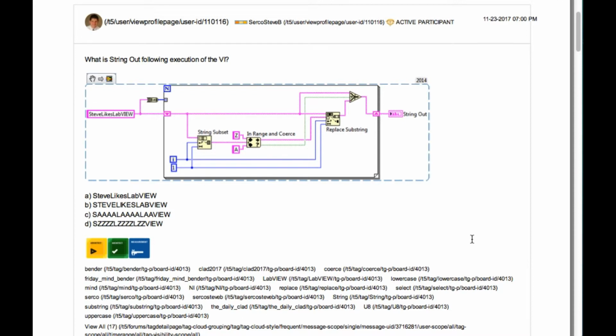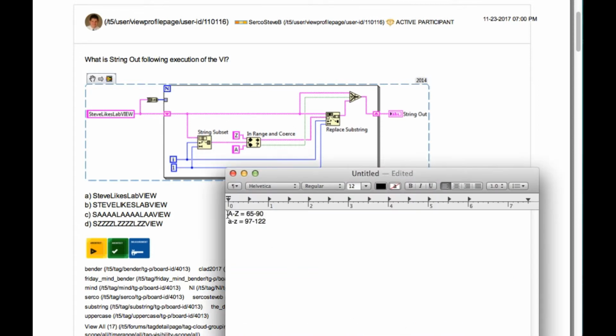So here, since the ASCII value of a lowercase letter falls between 97 to 122, that is outside capital A and capital Z. So all the characters are above capital Z. That means it is out of the range of the maximum value. So all the characters will be coerced into capital Z. So our answer is D.